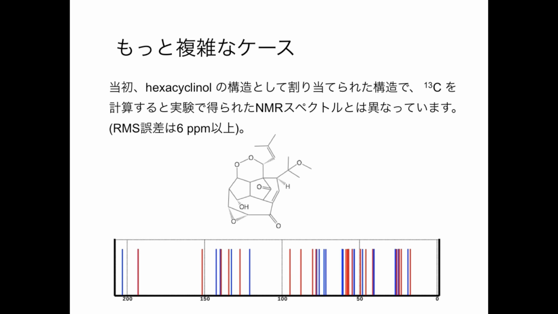Let me do one that caused a lot of stink in the literature. A little more complicated. It's a molecule called hexacyclinol. The original proposal was this. I won't go to the iPad here. The original proposal was this: a strange peroxide kind of structure. If you look at the NMR down here, it's pretty bad.